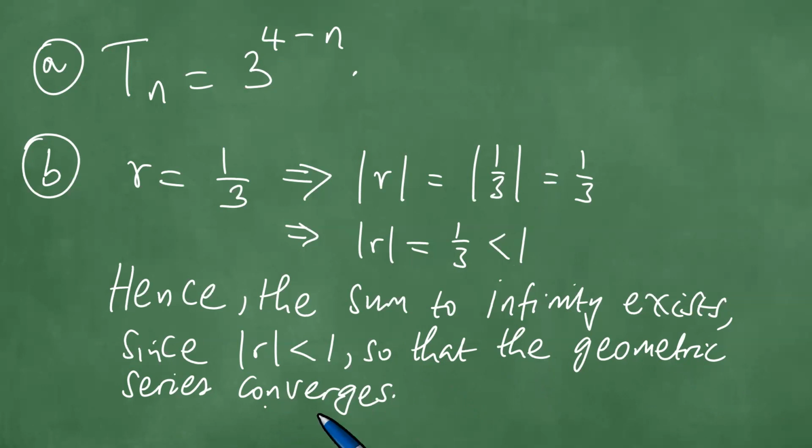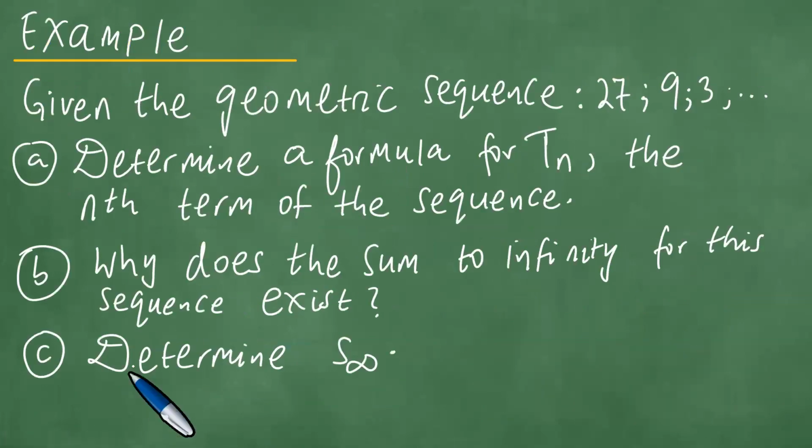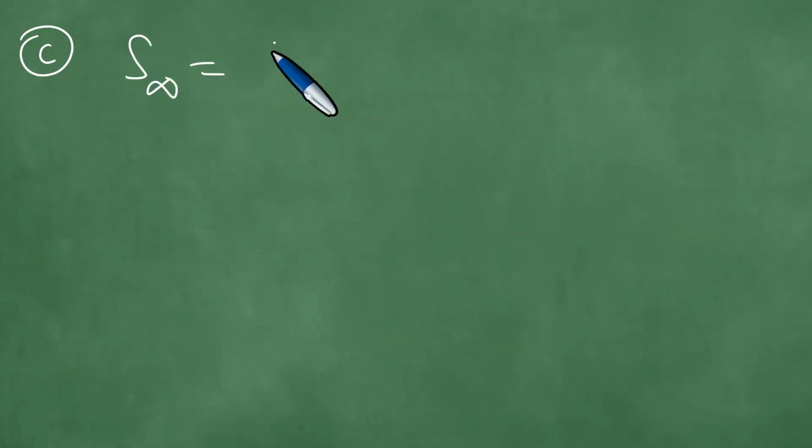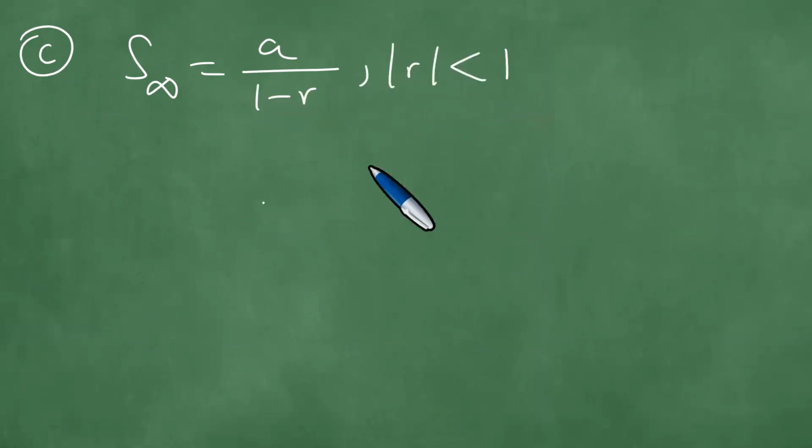So that the geometric series converges. Determine now the sum to infinity. In part C, to find the sum to infinity, which is exactly this, 1 minus r. It is exactly 1 minus r, but the modulus of r is strictly smaller than 1. So, which means we have this.